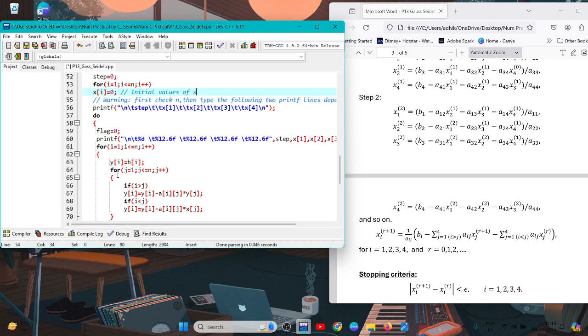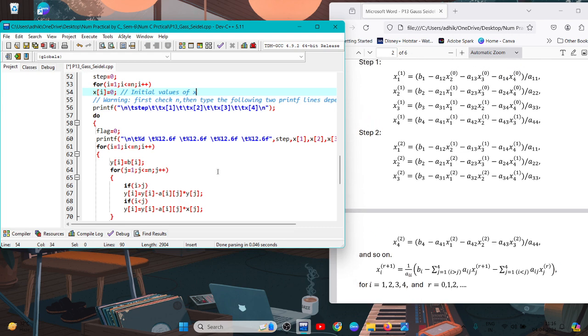Again for j equal to 2, this i equal to 1, j equal to 2. So come to this loop, this if i not equal to j. i equal to 1, j equal to 2. So y1 equal to old y1, that is b1, minus a1j, so a12, this is the value of a12, and this is the x2. x2 is the initial value, x2 equal to 0.